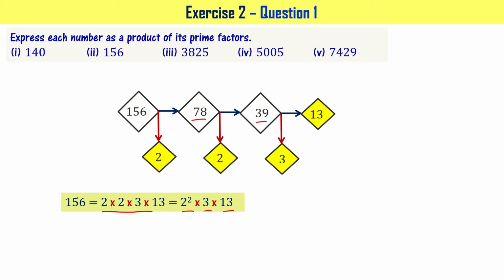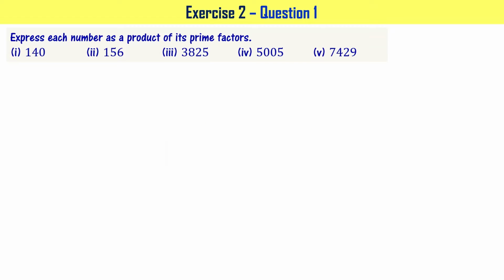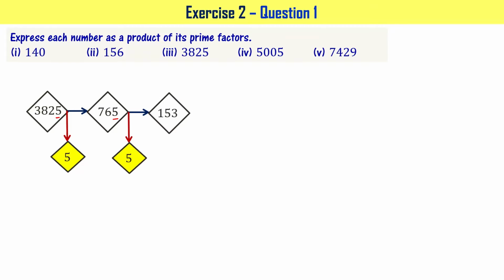Got it? Now let's look at the third number, that is 3825. Since the last digit is 5, let's divide the given number with 5 such that I can write it as 5 times 765, right? 765 can also be divided by 5. That's why let me write it as 5 times 153. 153 is a composite number and it can be divided by number 3, which is a prime number. That's why let me write this as 3 times 51.